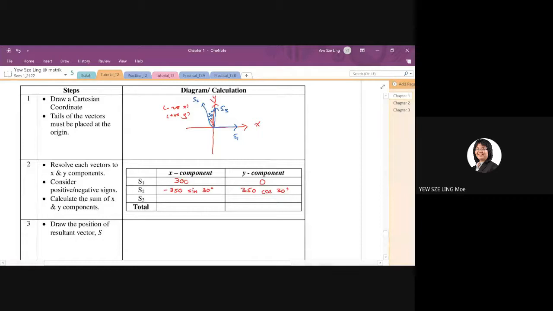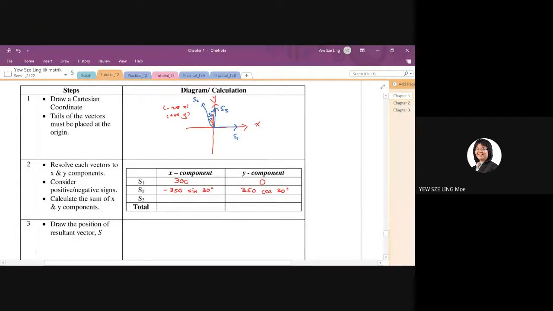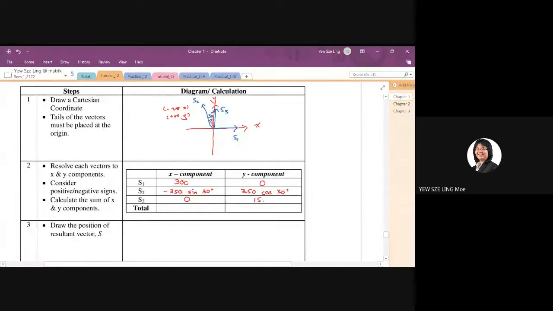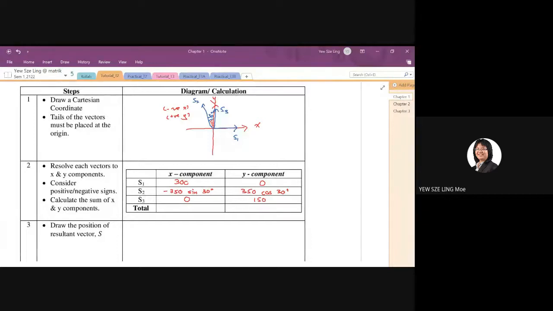And then for S3, this whole vector is placed on the y-axis. Therefore, the x component is equal to 0, and the y component is straight away equal to 150. You don't have to resolve it, because one whole vector is placed on the y component. Same rules: once you complete the table, you calculate the resultant along the x component and also the resultant along the y component.